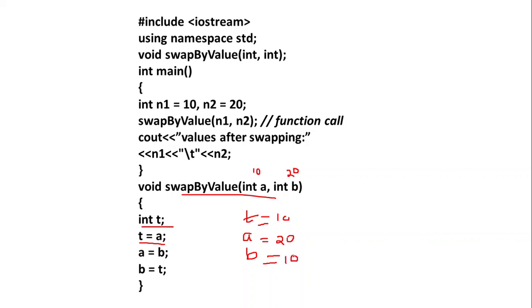And can you see the value gets swapped? First it was 10, 20, and by using an additional variable t, we are swapping it. That means now a becomes 20 and b becomes 10. And we have to get the output. For that, see our values after swapping n1, n2. Right? So this is the call by value.